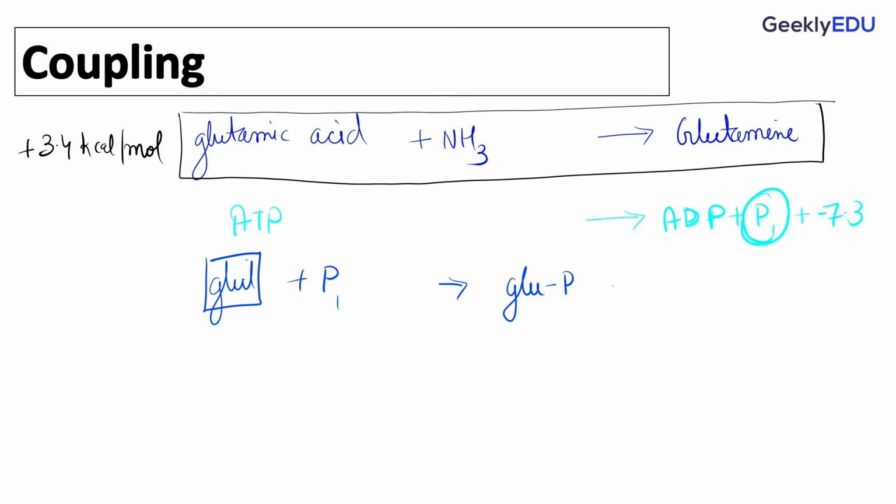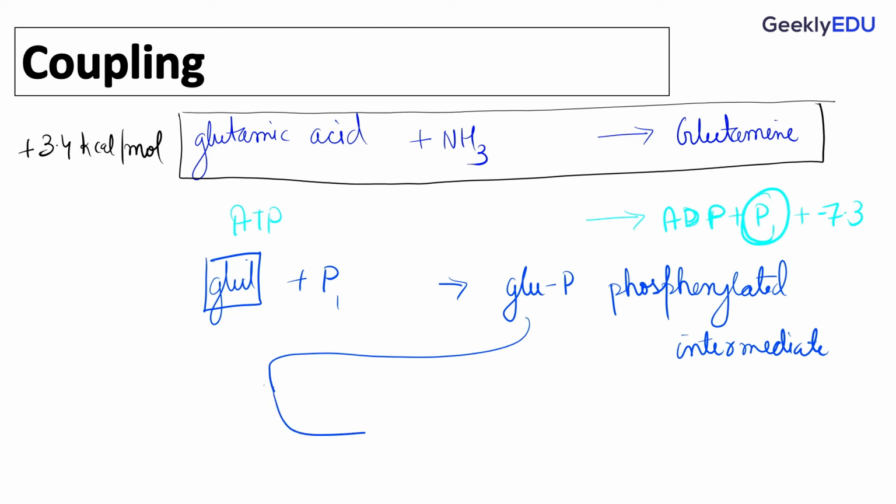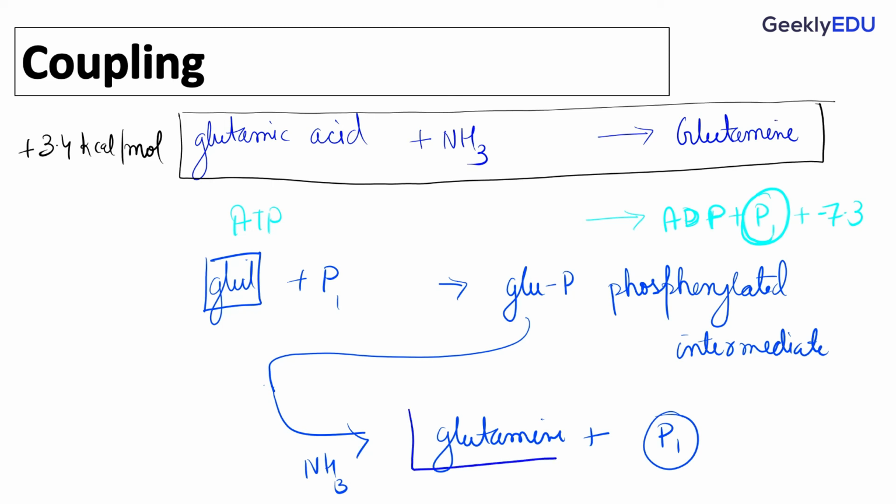Now you will ask, what is the big deal about phosphorylation? The big deal is you have added a bond, and if you remember, bond means energy. I have increased the energy of the glutamate system. Now this phosphorylated glutamate reacts with NH3 to give you finally glutamine and the phosphate. So do you have what you wanted? Yes, you have glutamine. And did you get the energy that you needed? Yes. You wanted 3.4 kilocalories, and that was available in the form of phosphorylation.